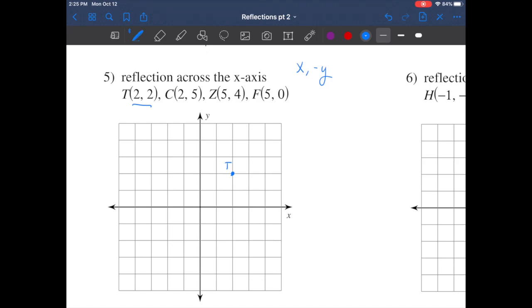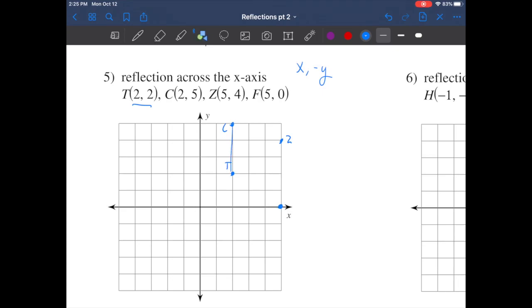Then I have C, which is 2 and 5. 1, 2, 3, 4, 5. Here's my letter C. I have the letter Z, which is 5 and 4, which would be right there. The letter Z. And then I have 5 and 0, which would be right there. So now I'm just going to connect my shape.